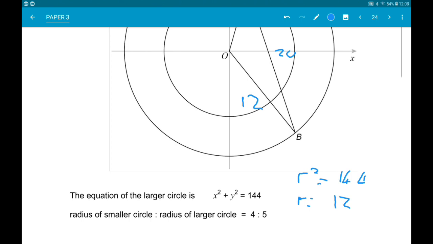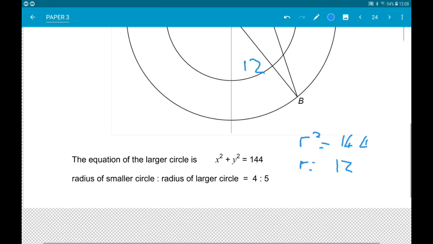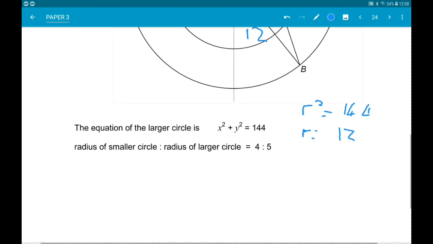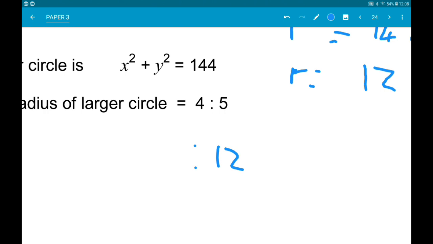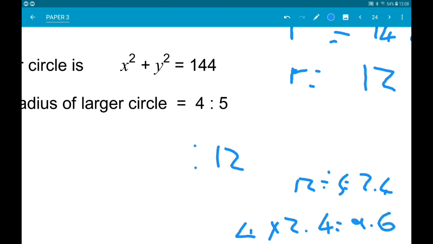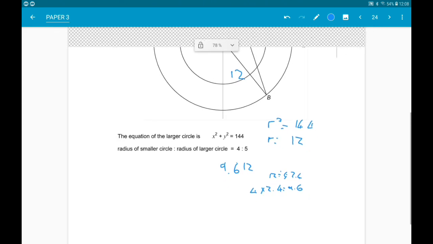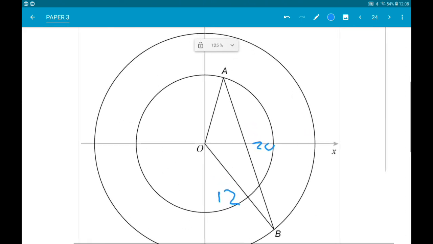Now we can use the ratio to get the radius of the smaller circle. So the right hand side of that ratio is 12. We want to know how we have turned 5 into 12. 12 divided by 5 is 2.4. 4 times 2.4 is 9.6. So 9.6 is the radius of the smaller circle.